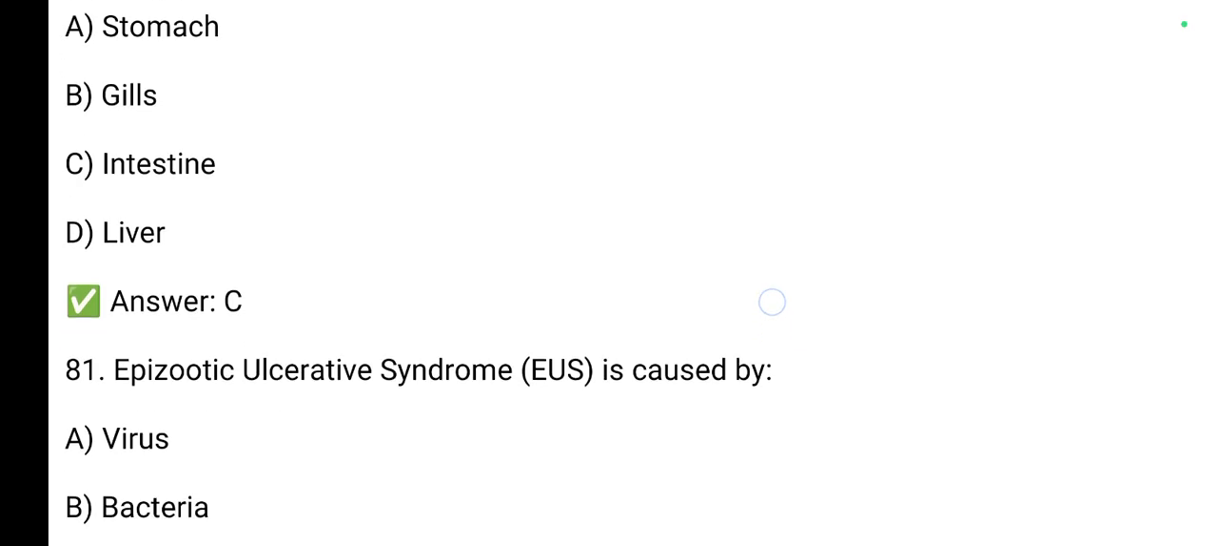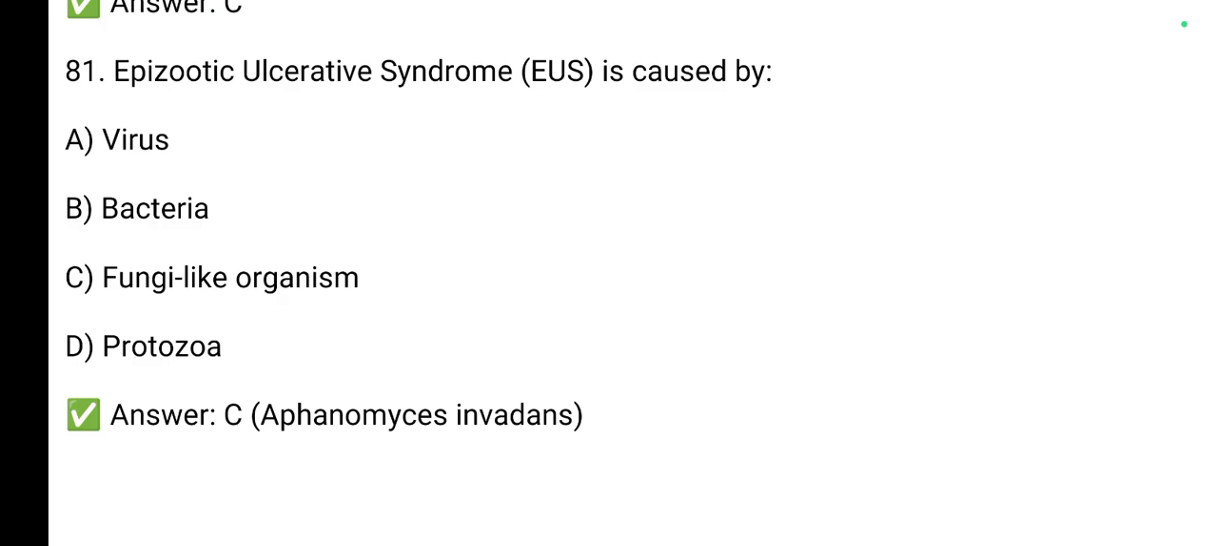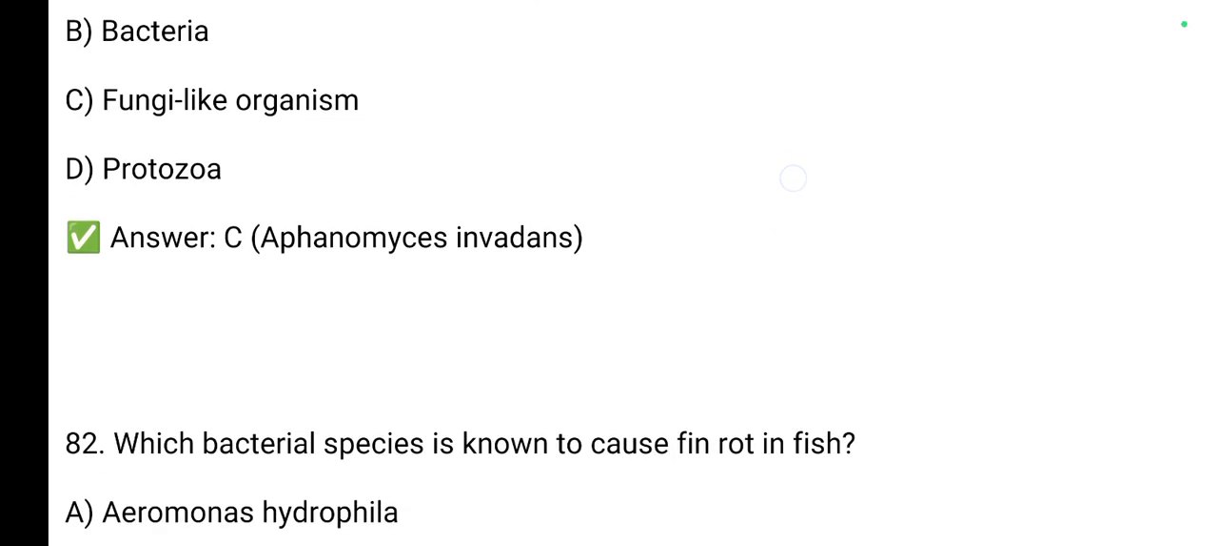Which part of the fish digestive tract is primarily responsible for nutrient absorption? So it is intestine. Epizootic ulcerative syndrome is caused by a fungus-like organism, mainly fungus only. So it is Aphanomyces invadens.